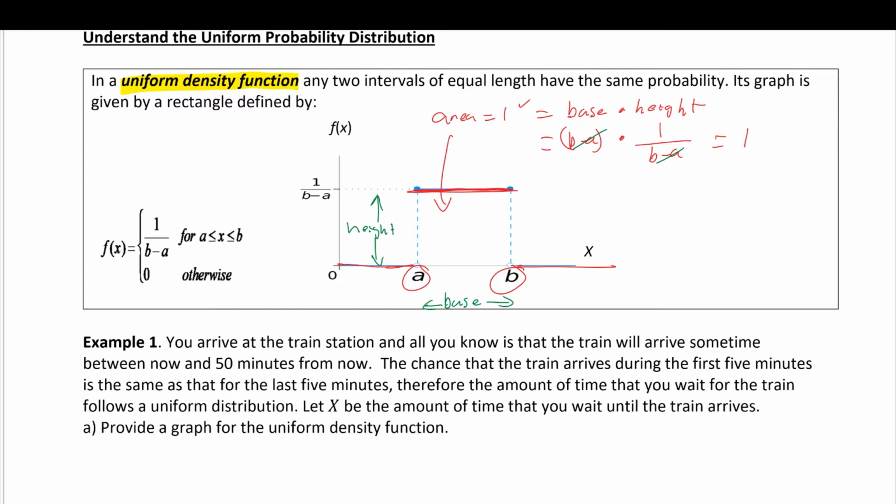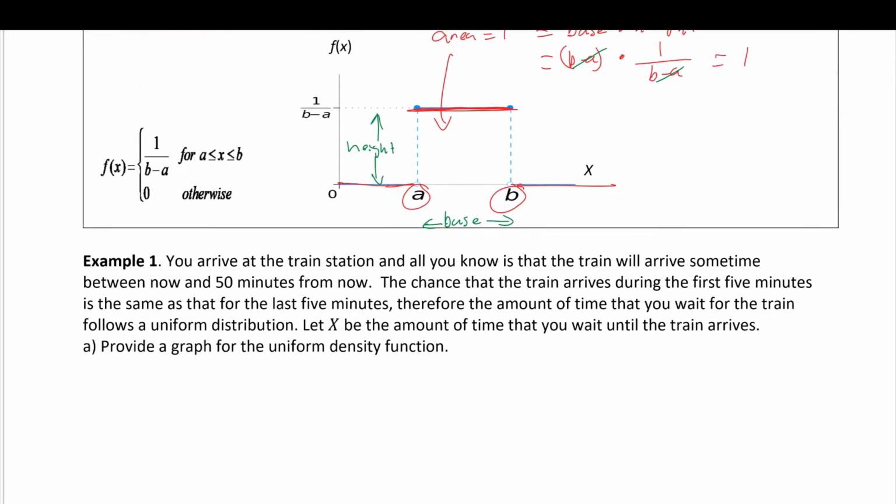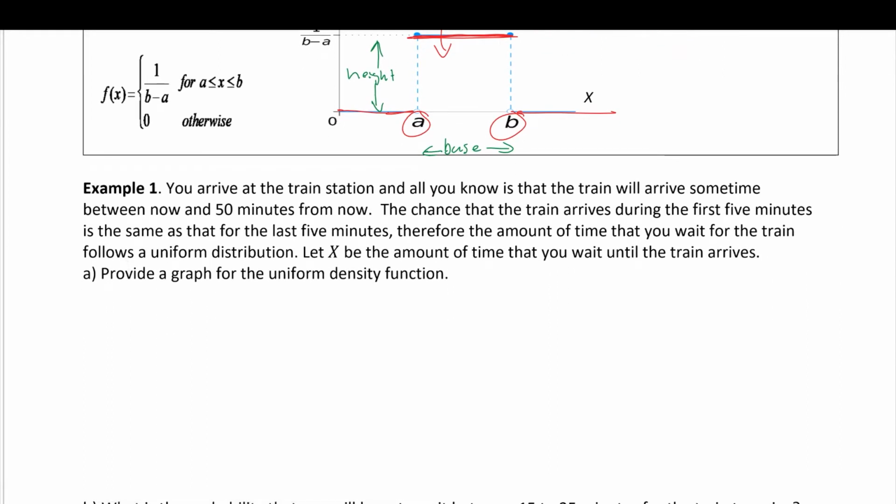Okay, so essentially there is an equal amount of chance that the train will arrive anytime between now and 50 minutes from now because it's on a schedule. All right, so let's let x be the amount of time that we wait until the train arrives. So we're defining our random variable x as the time it takes for the train to arrive. Let's provide a graph of the uniform density function. It's going to be very similar to what we see above.